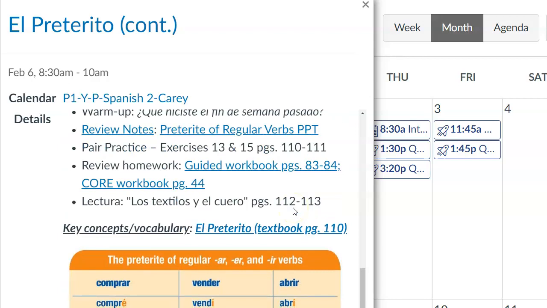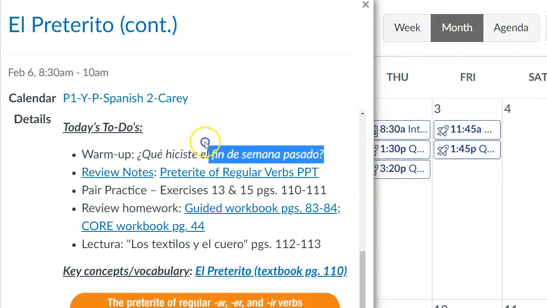Your warm-up for today is utilizing the notes that we've taken the past couple classes. Questions: ¿Qué hiciste el fin de semana pasado? What did you do over the weekend? We'll do a quick review of the notes that we took last class. Review the pair practice that we did last class as well. I may not have finished. We'll review the homework that's due for today, and then the reading, Los textilos y el cuero, which can be found on pages 112 and 113.